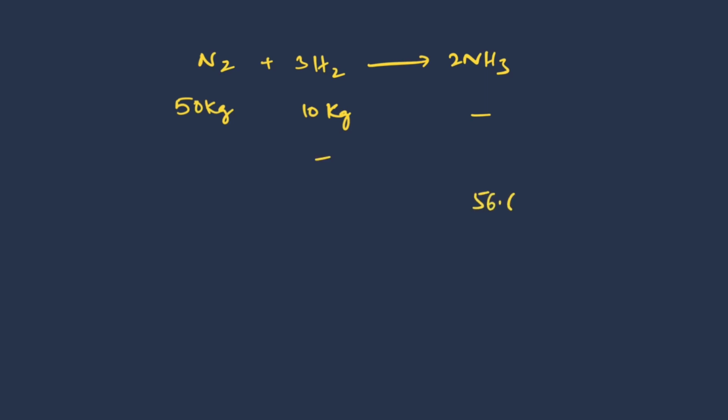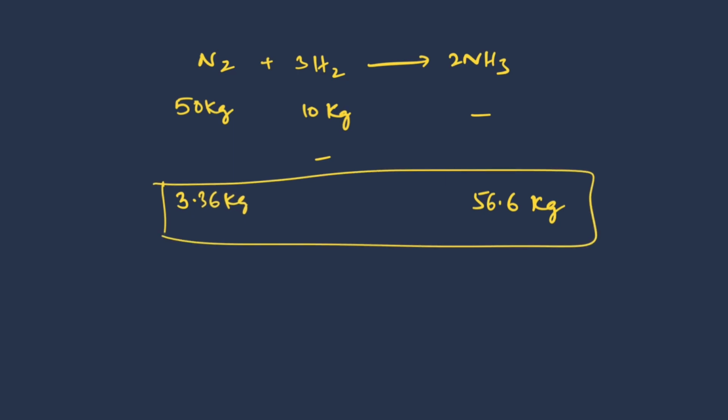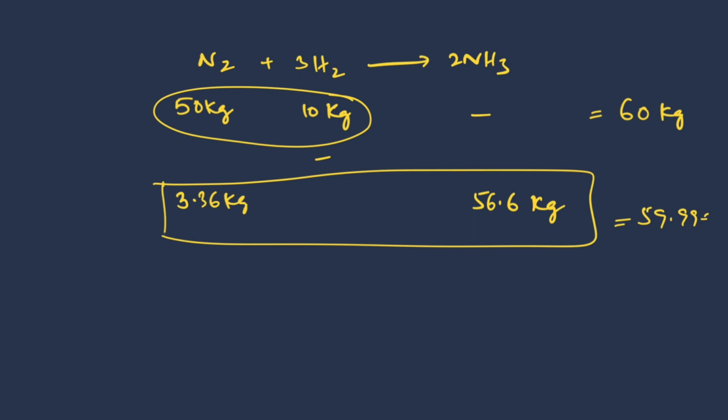Then it is 56.6 kg, and this is what we calculated, 3.36 kg. So these two values should be equal to the two values required. So these two values total 60 kg. Then this is also 59.99, which rounds to 60 kg. So whatever answer we calculated is correct. So this can also be calculated.